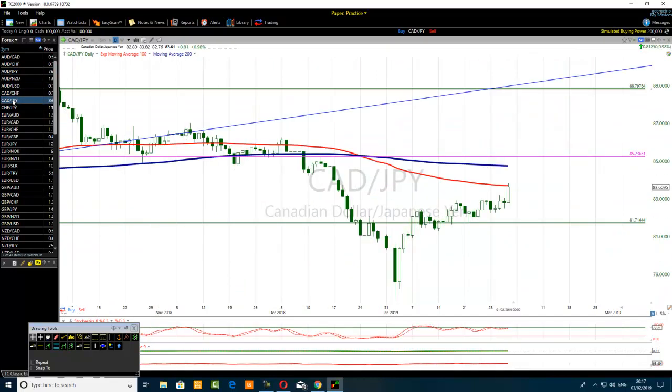Now if I go back to the Canadian dollar Japanese yen on the daily chart, you see the similarities now. Again, a similar inverted head and shoulder chart pattern. Now you understand why most of the time I'm talking about eyes wide open, or trading like an eagle. Now you understand it.